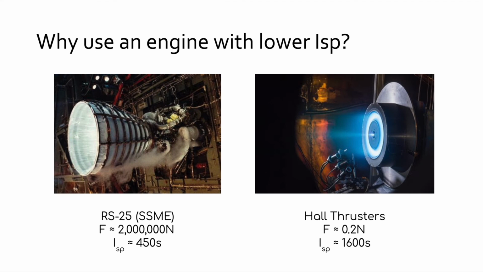Finally, here are concrete examples of propulsion technologies and their performance. While Hall thrusters have 3 times better ISP than the Space Shuttle main engine, they can only produce 10 to the negative 7 times the amount of thrust. Only one of these can launch humans into space, but the other might be much more economical for maneuvering an uncrewed satellite.